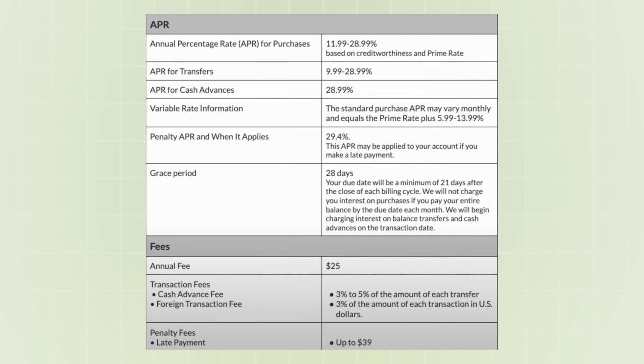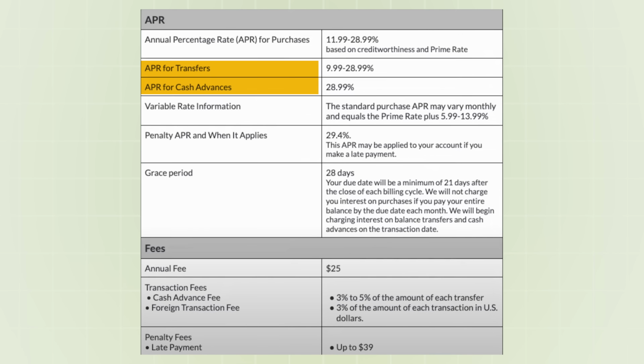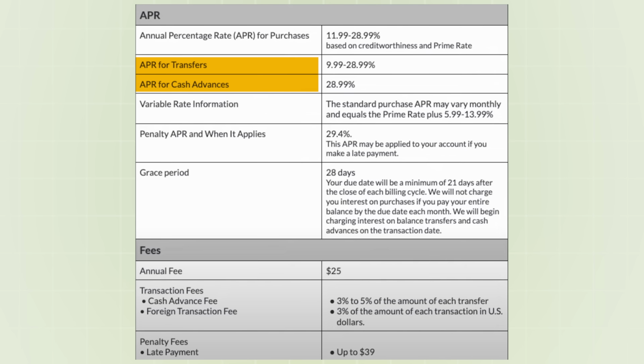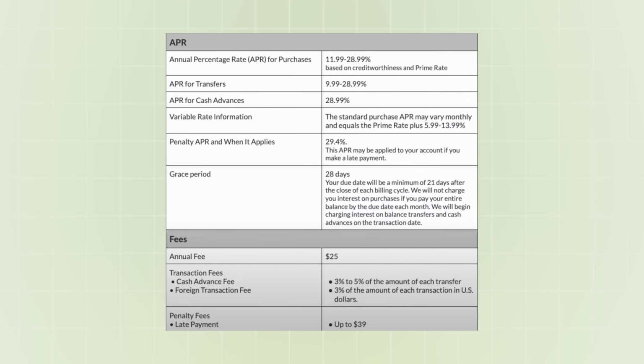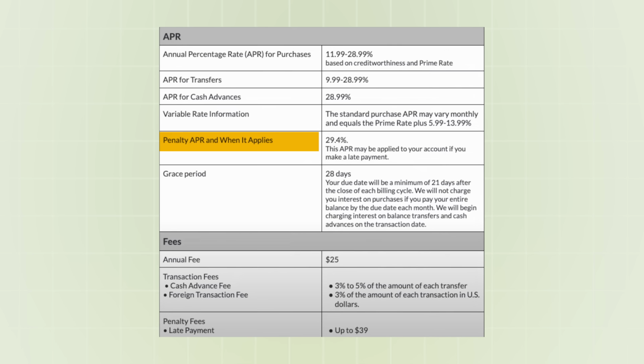Other things on this statement's box include APR for transfers. If you're getting cash advances, that's even worse. Just don't do it. If you're taking cash that you already don't have from a credit card, just a bad idea. Don't do it. And yeah, there are penalties. It also shows a grace period.